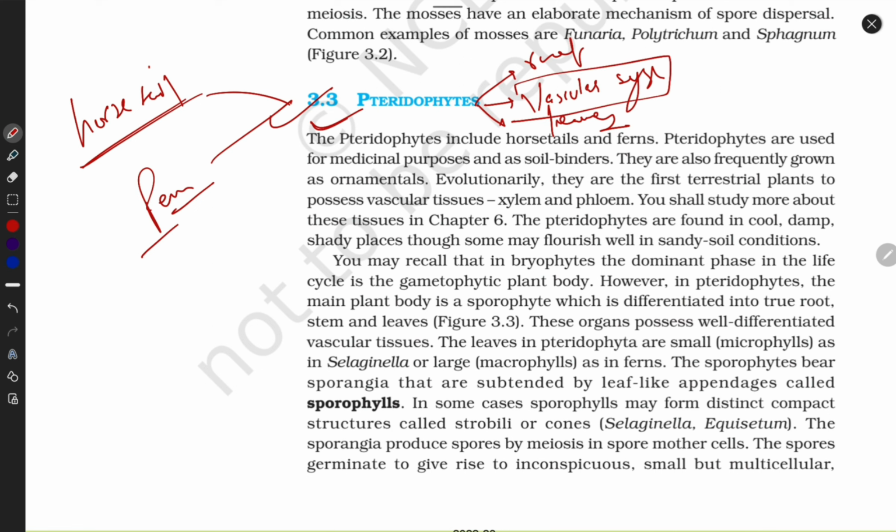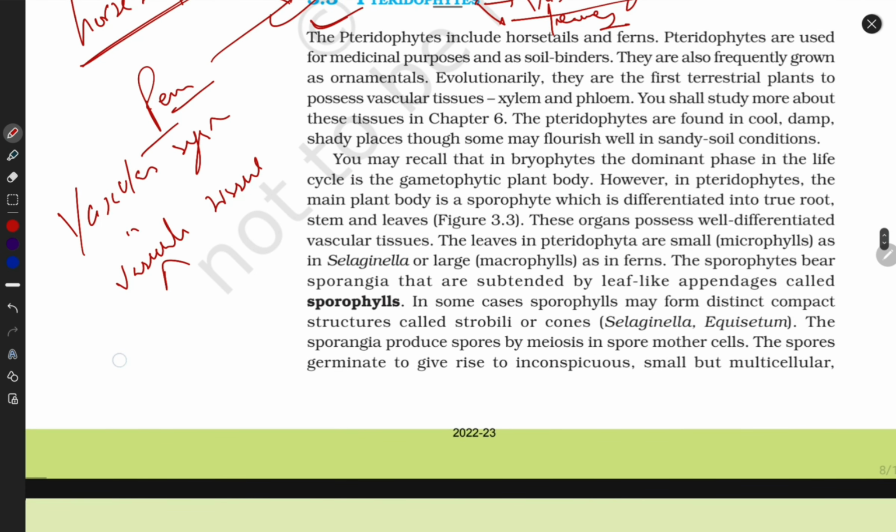Vascular system, what do you understand by vascular system? The vascular system is made up of vascular tissue, and vascular tissue is made up of phloem and xylem. Phloem is responsible for the transportation of food and xylem is responsible for the transportation of water.